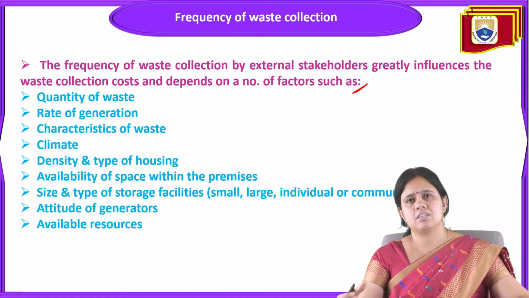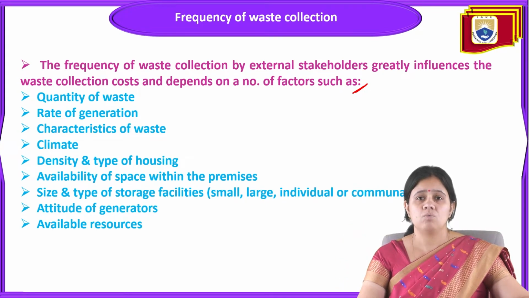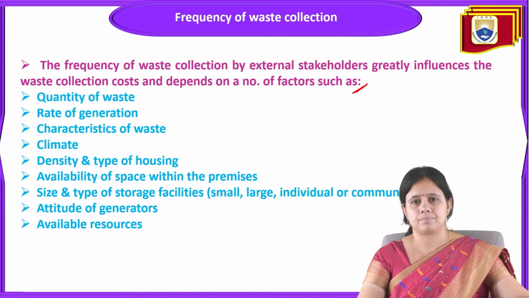Next is the characteristics of the waste. Characteristics means which type of waste is there, like it is an organic waste, a biodegradable waste, or a non-biodegradable waste, or a municipal solid waste. Which type of waste is being generated at that particular place. Next point is the climate. What is the climate of that particular area? Climate means the average weather condition, which type of weather is there in that place.